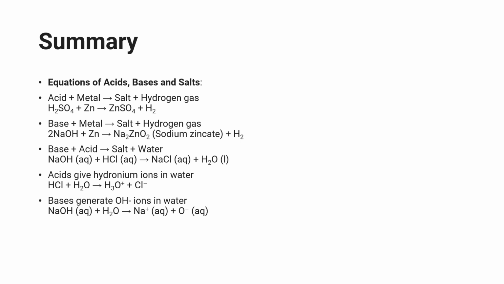Equations of acids, bases, and salts. So acid plus metal gives salt plus hydrogen gas. Base plus metal gives salt plus hydrogen gas. Base plus acid gives salt plus water. Acids give hydronium ions in water, and bases generate hydroxide ions in water.